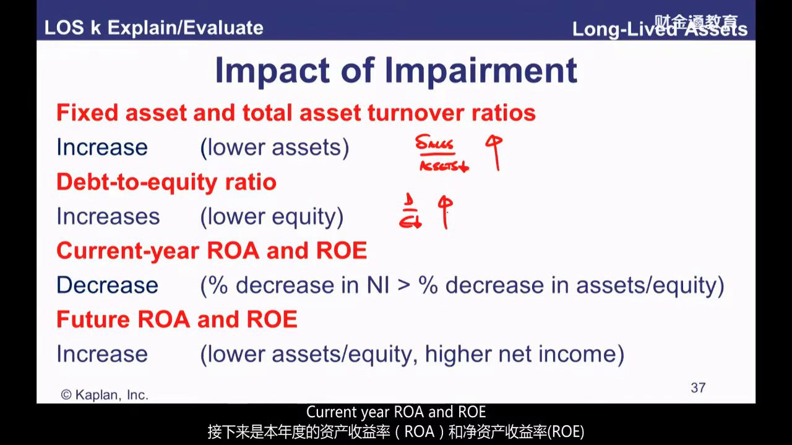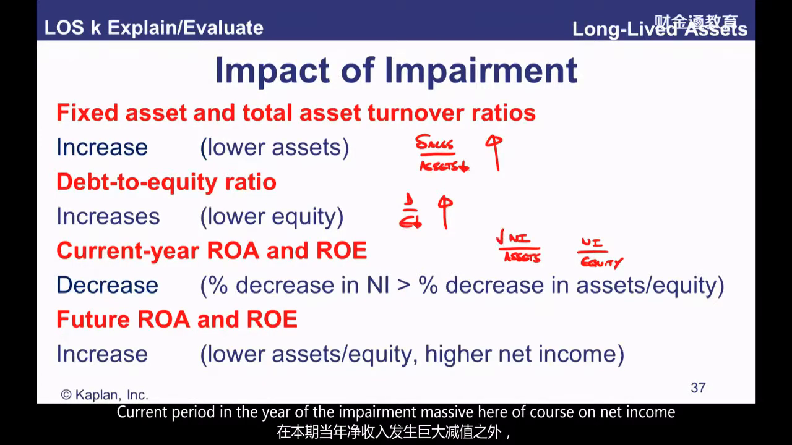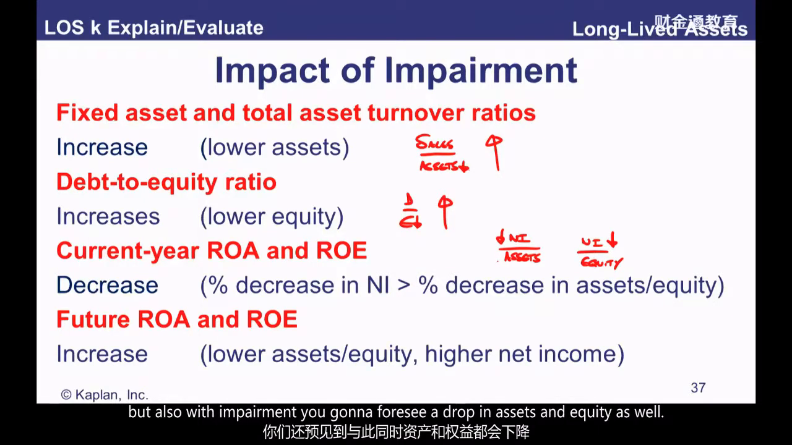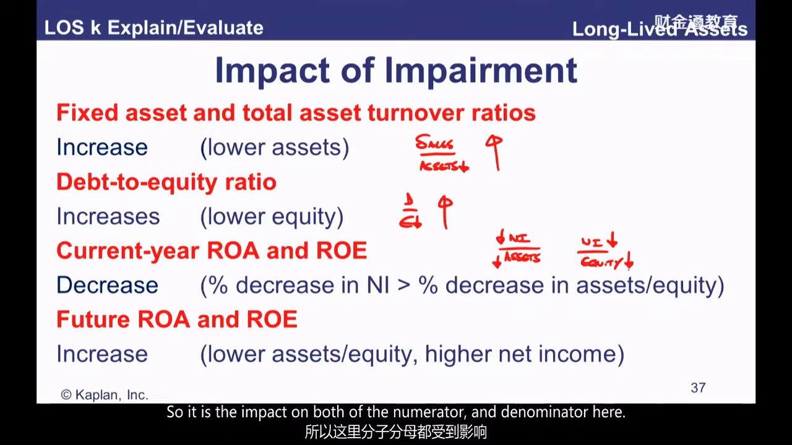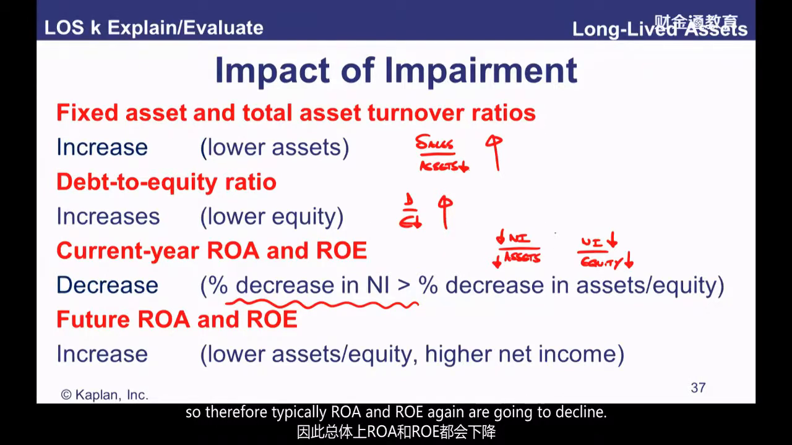Current year ROA and ROE, net income over assets, or net income over equity. In the current period, the year of the impairment, there's a massive hit, of course, on net income, but also, with an impairment, you're going to see a drop in assets and equity as well. So there is impact on both the numerator and denominator here. Again, largely we would expect our numerator to dominate. So proportionally, the numerator is going to take a larger hit than the denominator. So therefore, typically ROA and ROE are going to decline.